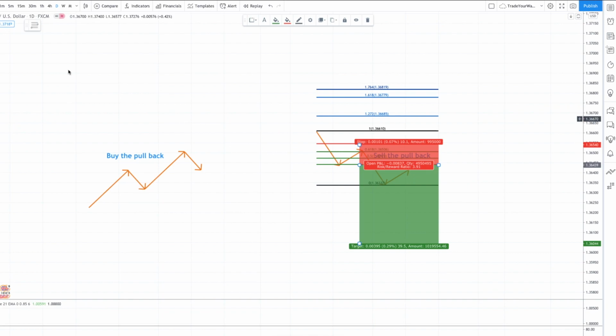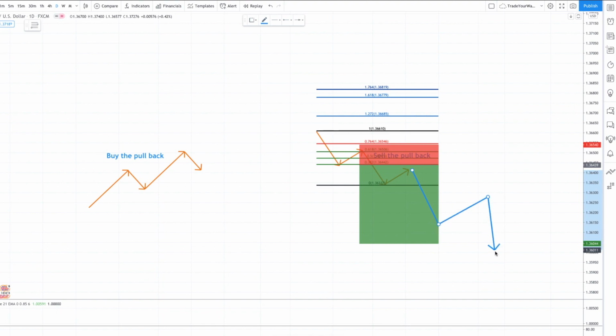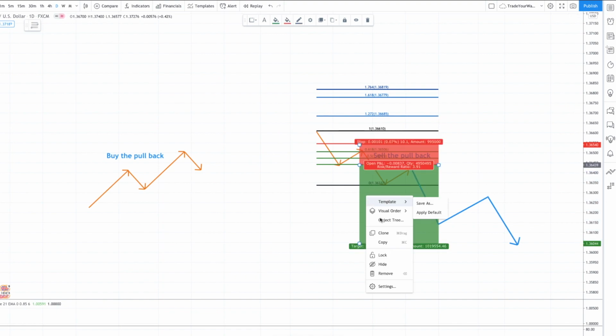And then you're looking for the continuation to capitalize, which would be something like that, and then just finish off the move, whatever it is, down to like the fib extensions, or making new lows, etc., or down to a round number. So that's the principle. These are the basic principles of trading.